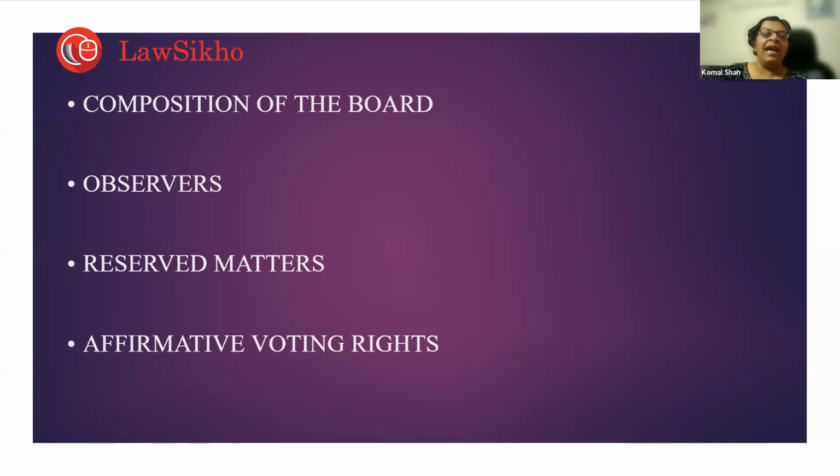And affirmative voting rights. So this is where if you are doing 1, 2, 3, 4, 5 things, then we must have voted yes to it. We must have said yes. Only then you can proceed with those things, right?